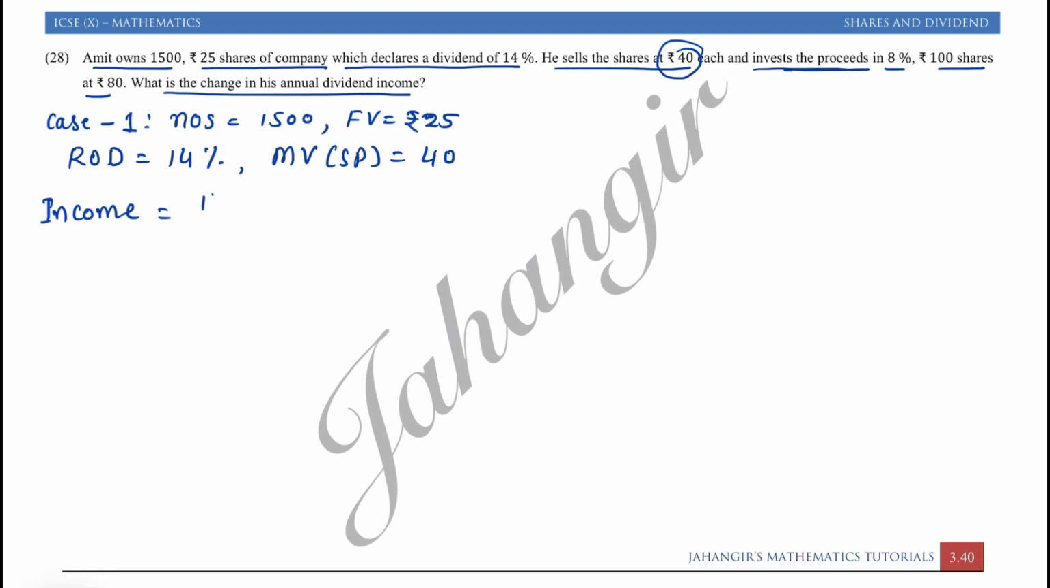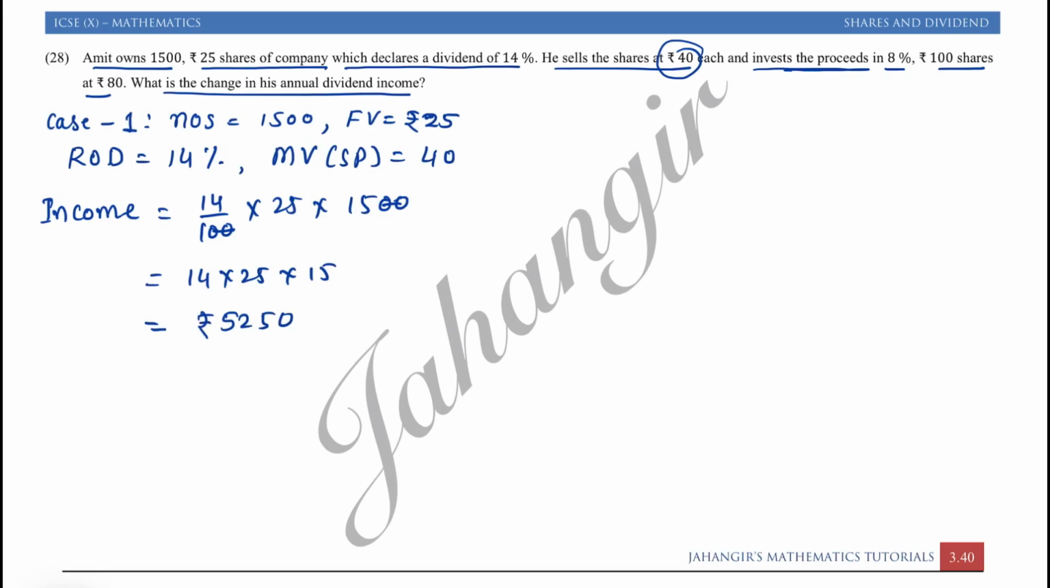Income is ROD, that is 14 upon 100 into face value 25 rupees into number of shares, which is 1500. You can cancel the zeros, so that is 14 into 25 into 15. So here I get 14 into 25, that is 350, 350 into 15, 5250. I got the income in the first case.